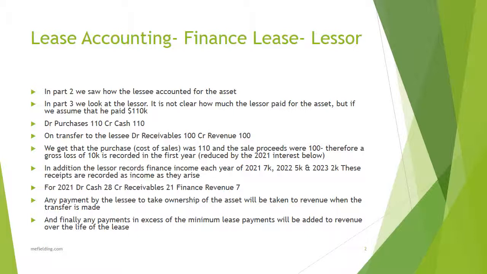Go back into part two and have a look at the calculations. That's the first year, 2021, and in the first year they've got finance income coming through of 7. So in fact your loss in the first year is only 3. So, 2021, we debit cash 28. Look at your example, 28 is the annual payment that they're going to make over 4 years, I guess. So we credit the receivables 21, and we credit the finance revenue 7.